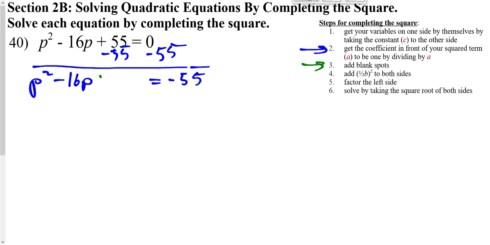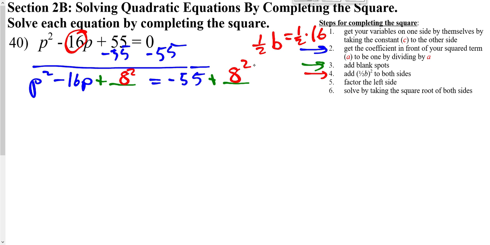So we're going to add blank spots to each side. Then we have to do half of b squared. So 1/2 of b, your b is this right here, and half of that is 8. So we're going to add 8 squared to both sides.